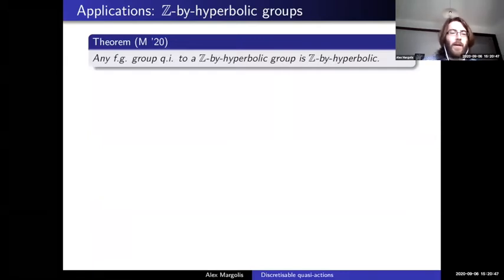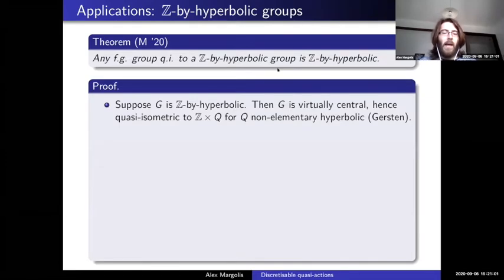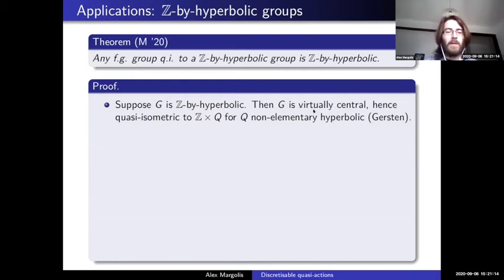5 minutes, great, okay. So I can now go back to my original theorem that I stated at the beginning. If we have a finitely generated group quasi-isometric to a Z-by-hyperbolic group, then it's also Z-by-hyperbolic. So suppose we have some group which is Z-by-hyperbolic. Because the automorphism group of Z is finite, of order 2, we pass to a finite index subgroup such that the extension is central.